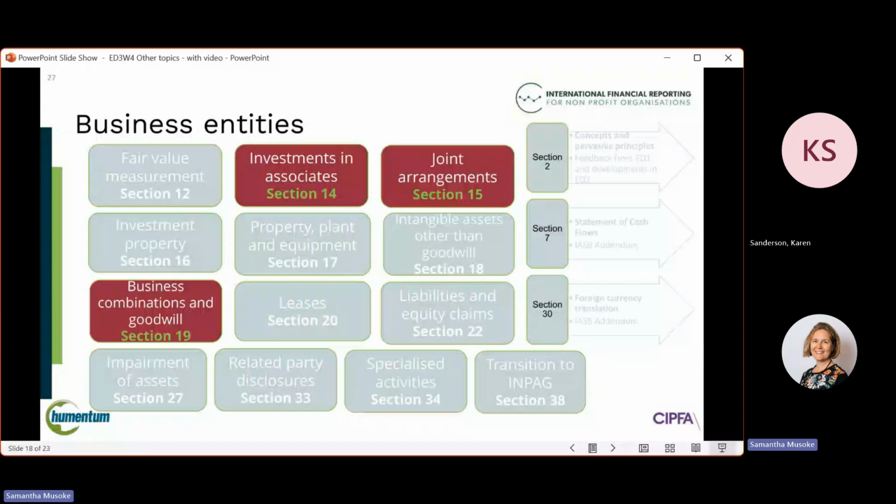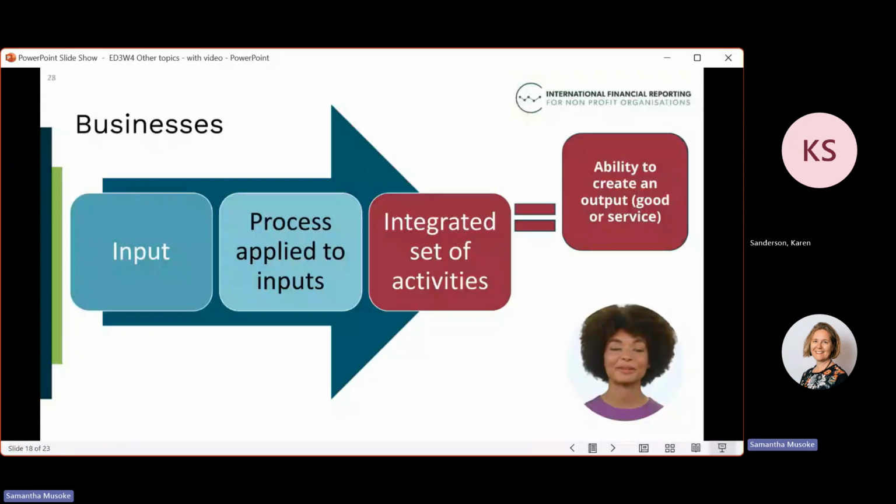No major editorial changes are proposed for either of these sections, other than to reflect the relationships that an NPO may have with these types of entity. Section 9 on consolidated and separate financial statements, which was in Exposure Draft 1, will be useful in making assessments about interests in other entities. Section 19 of INPAG applies to NPOs that acquire businesses or entities, including where they merge operations with another NPO.